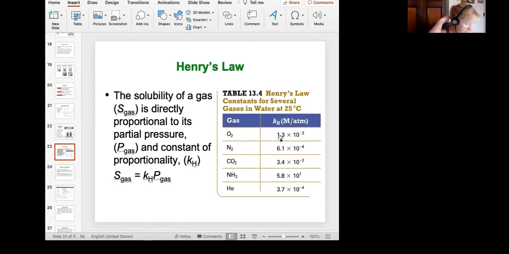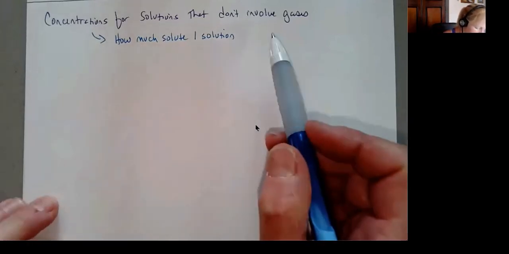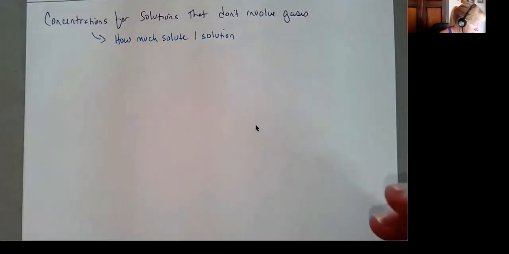So how much solute per solution, that's going to be our concentration. The more concentrated something is, the more solute you have in that solution. The less concentrated, the less solute you have. Okay, there we go. So concentrations for solutions that don't involve gases. All right, so we have a lot of different ones.